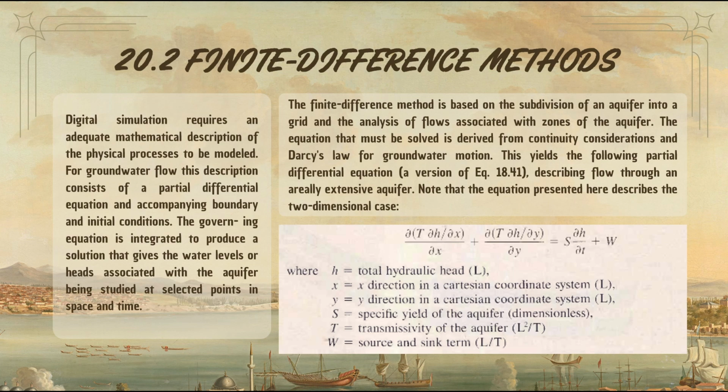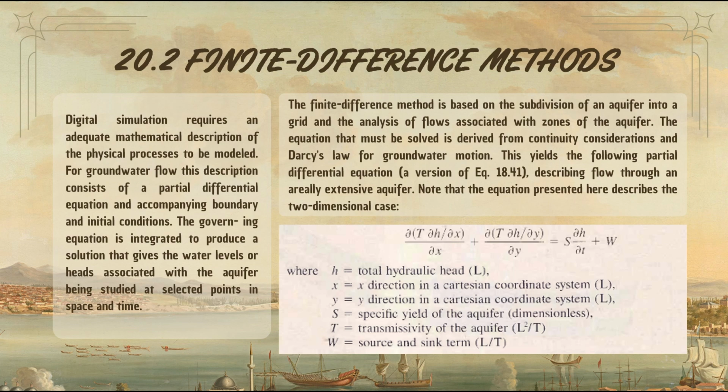The finite difference method is based on the subdivision of an aquifer into a grid and the analysis of flow associated with zones of the aquifer. So the equation to be solved is derived from continuity considerations and Darcy's law for groundwater motion. This yields the following partial differential equation, describing flow through a areally extensive aquifer. Note that the equation represented here describes the two-dimensional case.